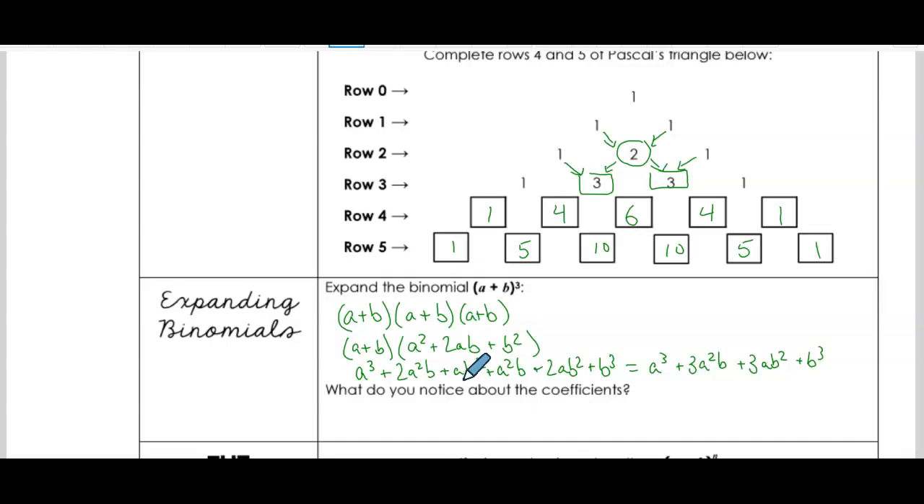So what do we notice about the coefficients? Well, if you look at Pascal's triangle, row 3 of that triangle is the coefficients of this expanded binomial. So we can say that they are the coefficients of row 3.